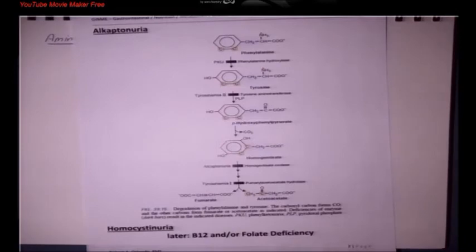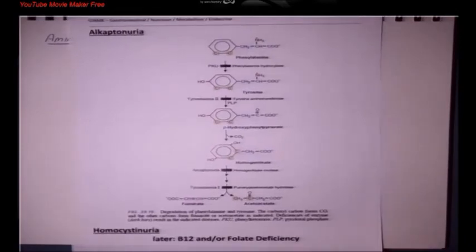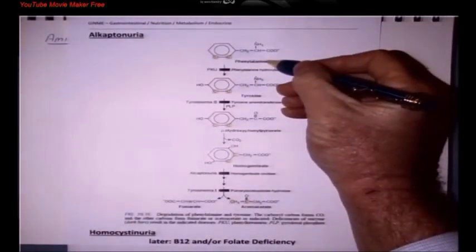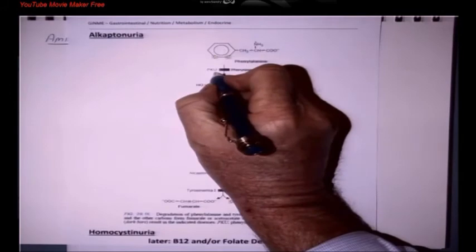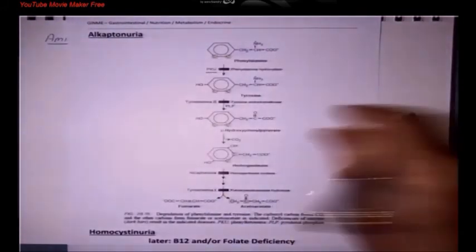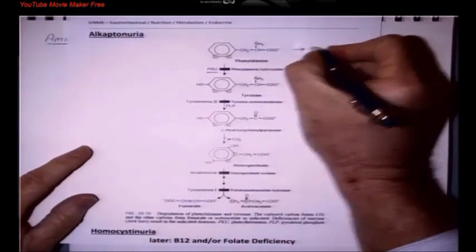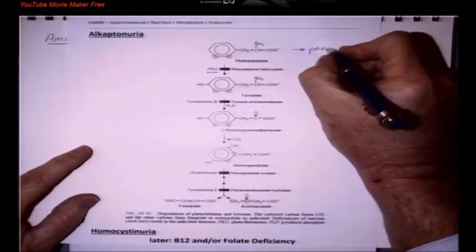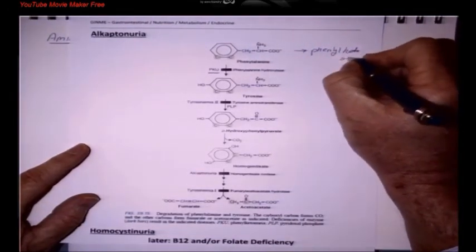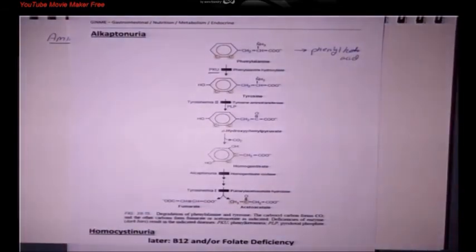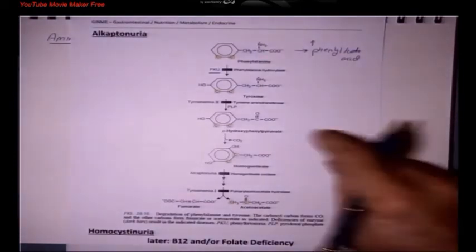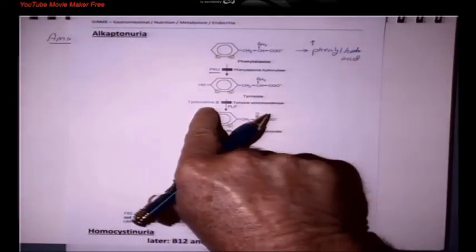Now, a couple more major breakdown products. So here's our phenylalanine. Here's our PKU. And of course, the inhibition of this is going to lead to the phenyl keto acid of phenylalanine, which is the toxic intermediate. The other two here, the first one is tyrosinemia.